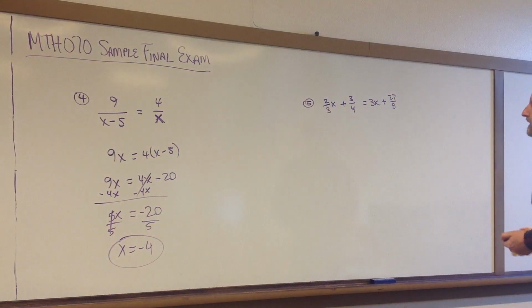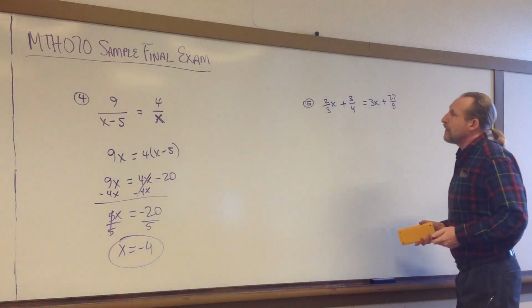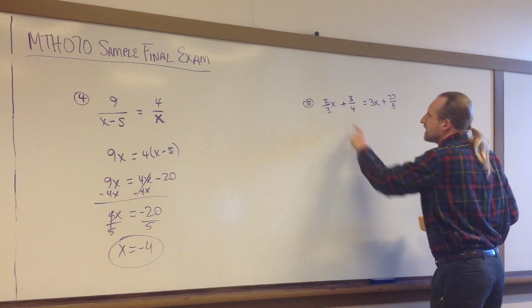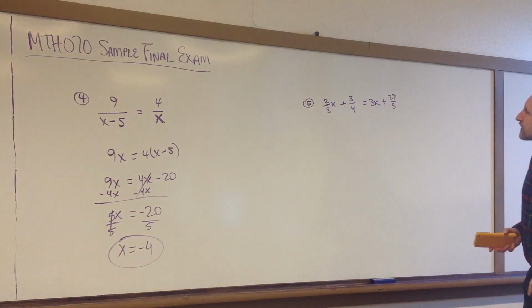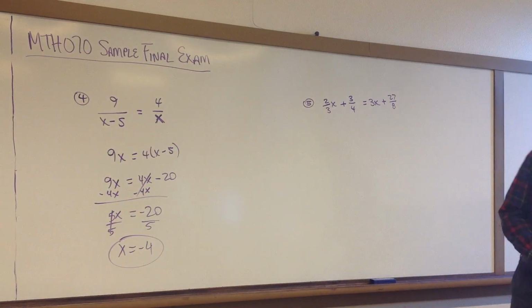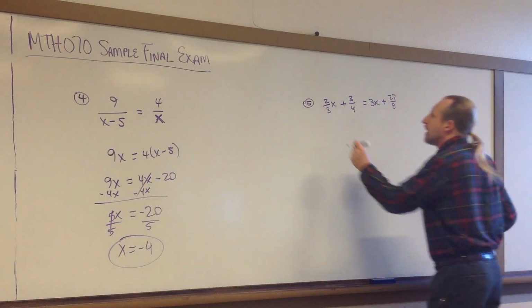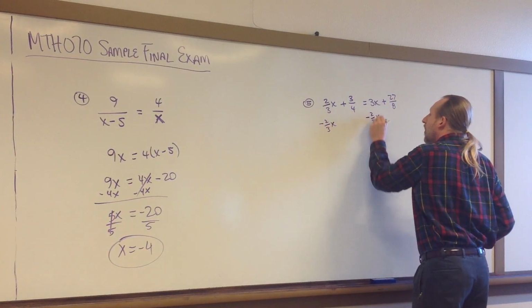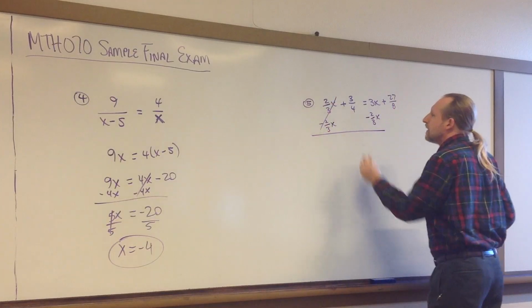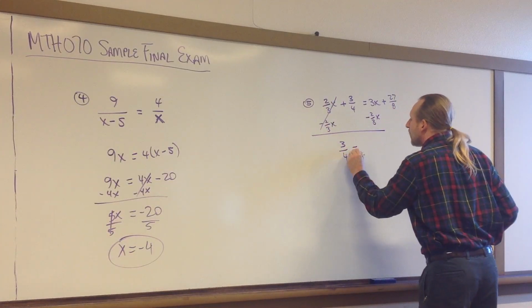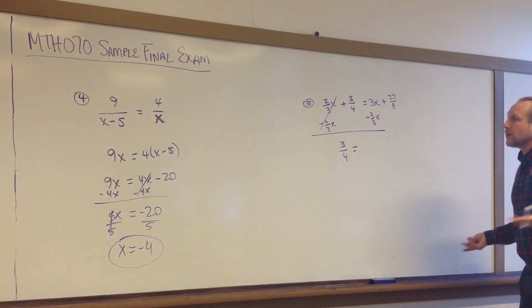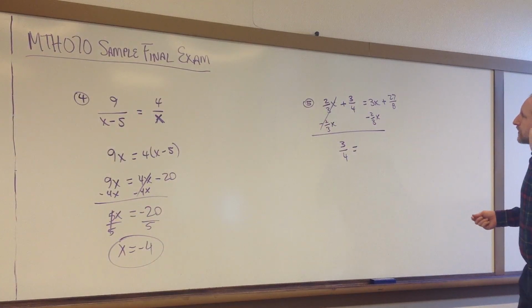So the process here is the same as any other equation, right? We want to collect our x's on one side, collect everything that doesn't have an x on the other side. So I'll subtract the 2/3 x on both sides. Okay, so this will be 3/4. Over here, 3 minus 2/3 is 2 1/3. You can call it that if you want to.